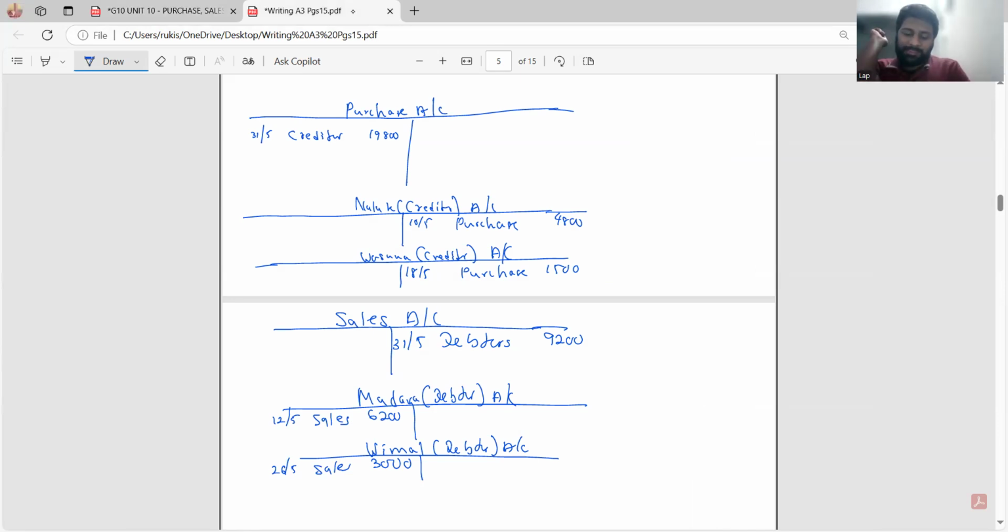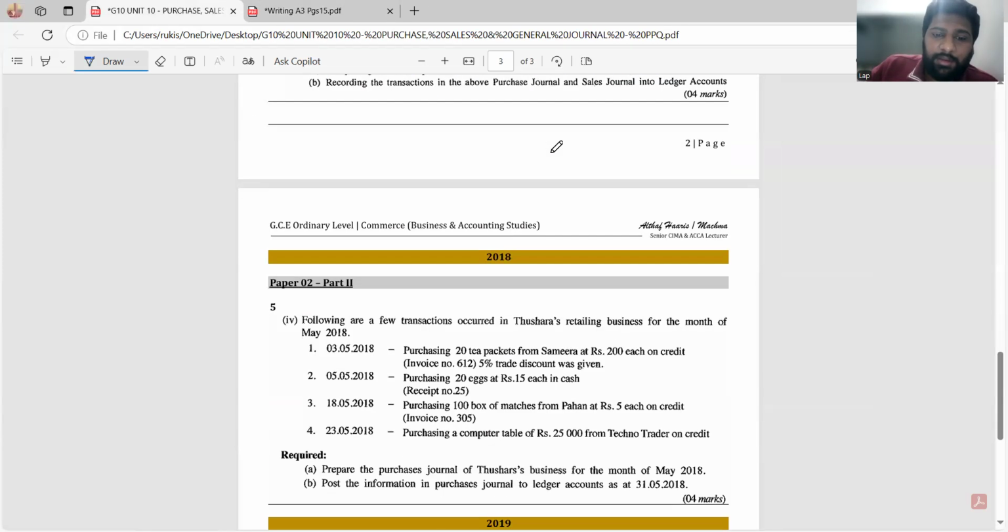So you should prepare 6 ledger accounts. 6 ledger accounts are there. If you are done with it, you can move to the next question. Next year, 2018.